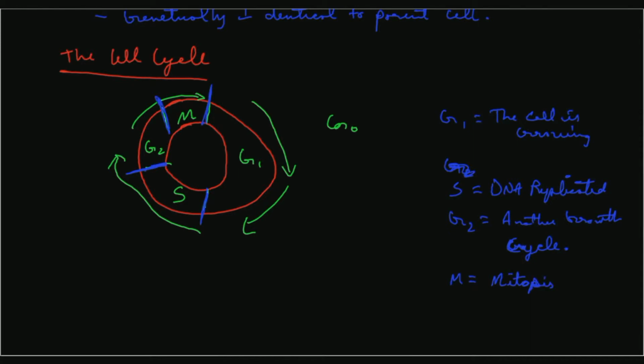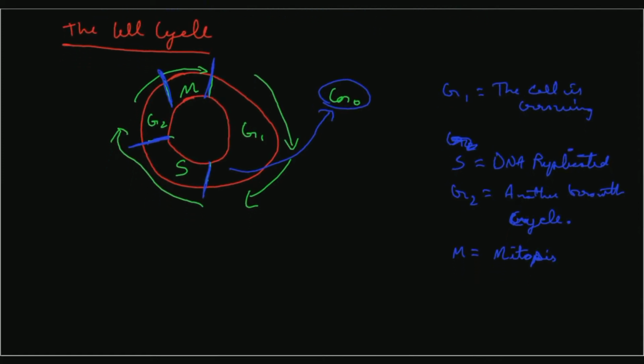Okay, so what is G0? Alright, so G0 is basically if the cell can't divide, like, oh, I don't have enough space to divide, or I don't have nutrients, things like that. The cell will actually go to G0, which basically means that the cell just does normal functions until it can get back into the cycle of things.